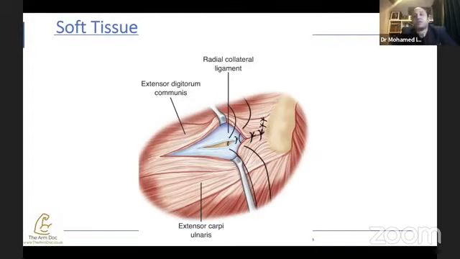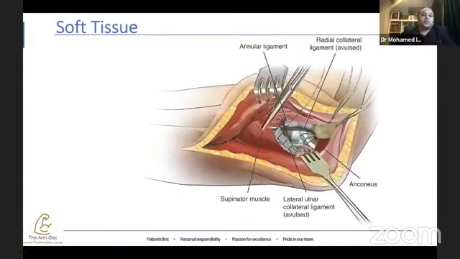So here, if the posterior half of the lateral collateral ligament is still attached to the lateral epicondyle, then the anterior half of it, or the annular ligament and the radial collateral ligament and the extensor muscle, are repaired to the posterior half using interrupted absorbable sutures.